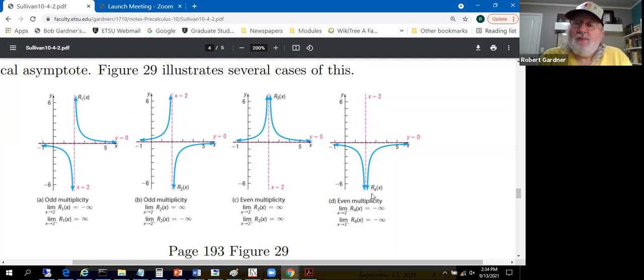Even multiplicity, they both go down. They're both negative on both sides versus positive on both sides. You tell me this results from an even multiplicity factor. I can't tell you if it goes up or goes down just with that information, but I could take some test values and probably figure it out. So this is how we can distinguish between these four possible behaviors when there is, for a rational function, a vertical asymptote.